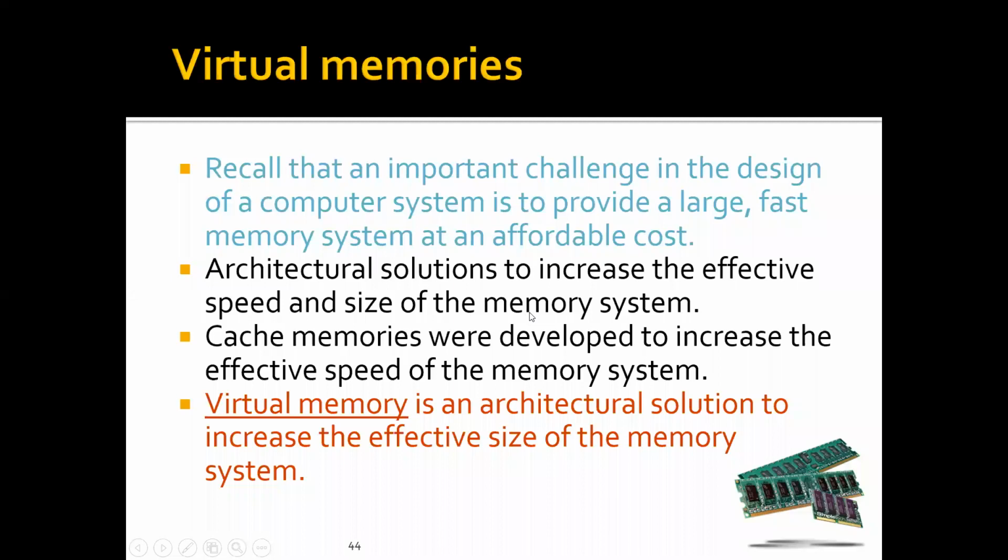It is an architectural solution to increase the effective speed and size of the main memory system. Cache memories are developed to increase the effective speed of the memory. Virtual memory is an architectural solution to increase the effective size of the main memory system. So the main objective of virtual memory is to increase the effective size of the main memory system.